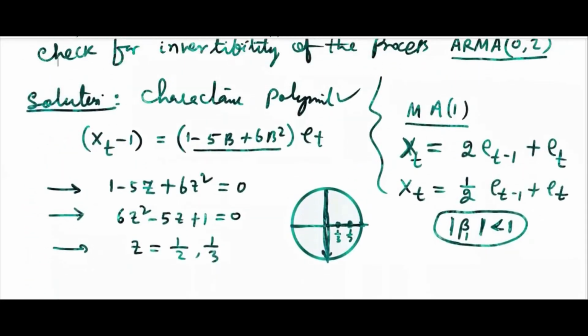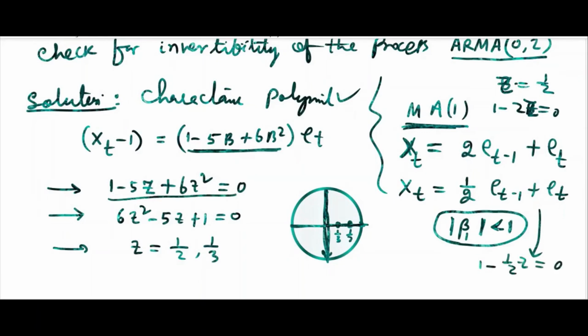Let's go to the other process. Now if you consider this one, even here you can find the characteristic polynomial. In this case you will get 1 minus 2z is equal to 0, z will be equal to half. In this other case, I'm talking about this type, 1 minus half z will be equal to 0, so z will be equal to 2. It's greater than 1 in magnitude, so this is invertible.